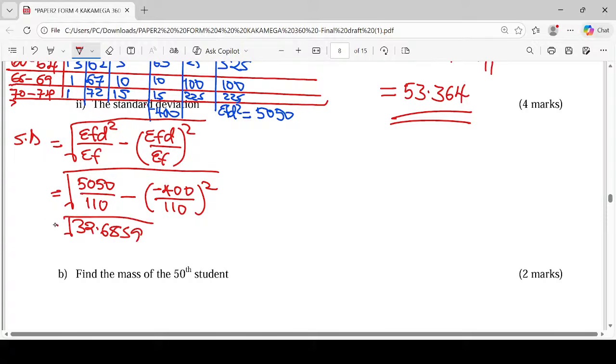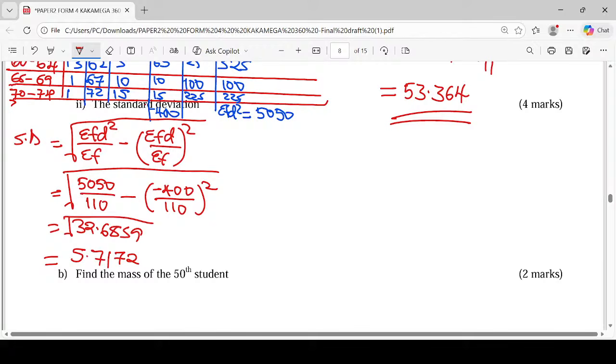32.6859, which when I execute well, I'm going to get 5.71. I'm having this as 5.7172. Look at the question, a very, very enjoyable question.